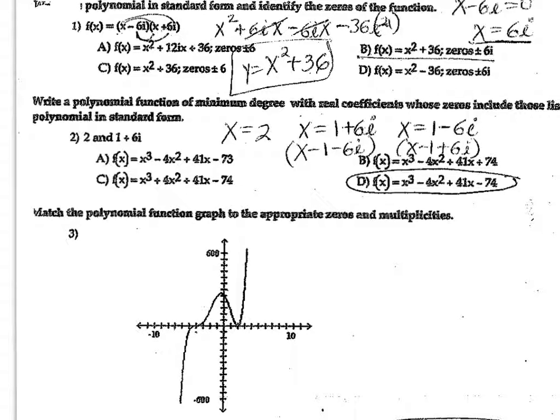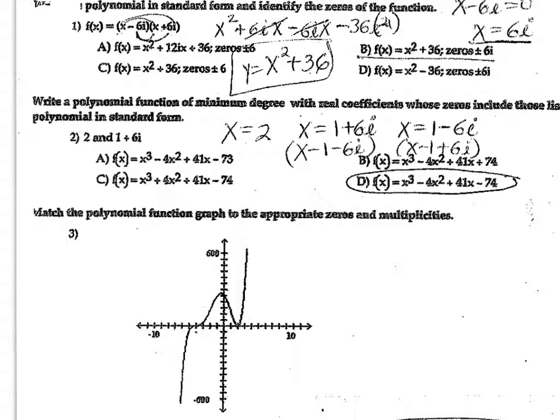So FOIL method, it's first times first, x times x is x squared, outer 6ix, inner negative 6ix, and last negative 36 because it's 6 times 6. I times I is I squared. But that I squared is negative 1, times the negative is positive 36. So the equation is y equals, or f of x equals x squared plus 36.